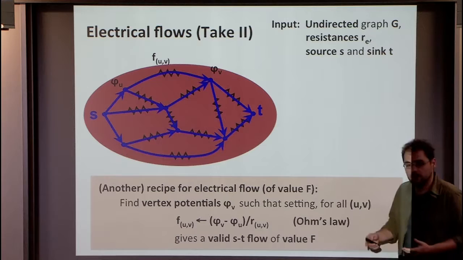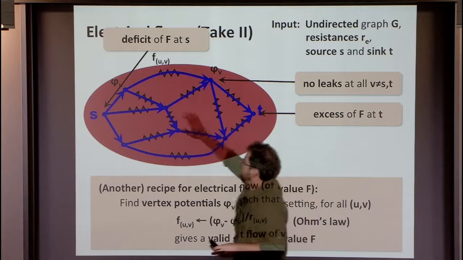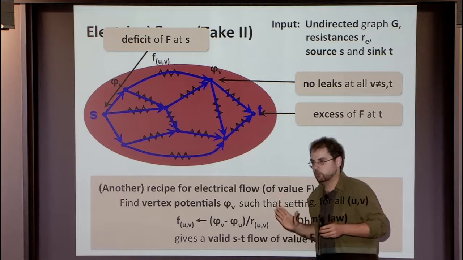And as already John said, one way of thinking about finding the algebraic flow is just to find the vertex potentials that induce it. So whenever you find the vertex potentials that induce a valid ST flow, so a flow that has a deficit of F at S, a surplus of F at t, and nothing leaking anywhere else, this will be an integral flow by definition. Some questions?